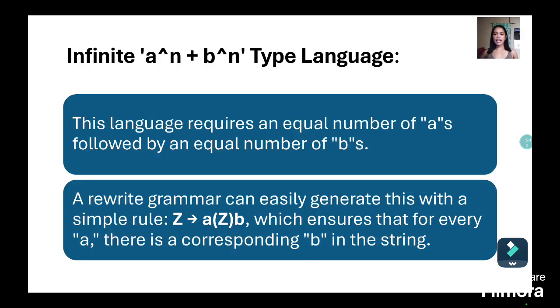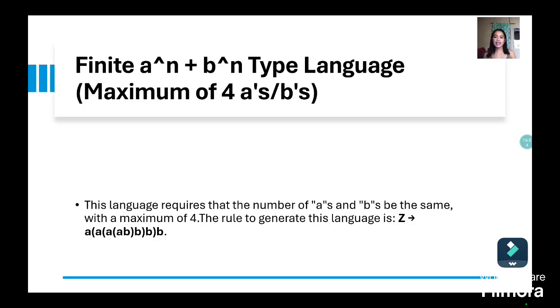Next, infinite A^N B^N type language. This language requires an equal number of A's followed by an equal number of B's. A rewrite grammar can easily generate this with a simple rule, Z to A (Z) B, which ensures that for every A there is a corresponding B in the string. Next, finite A^N B^N type language, maximum of 4 A's and B's. This language requires the number of A's and B's to be the same with a maximum of 4. The rule to generate this language is Z can be written to A, B, B, B.